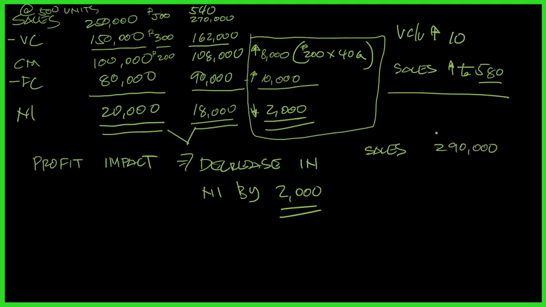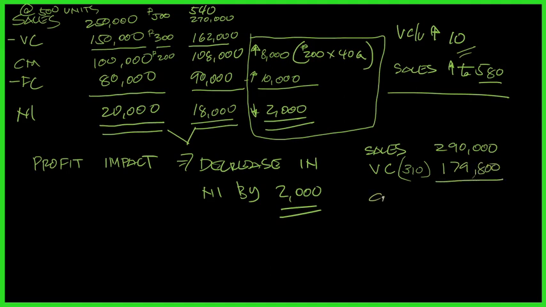Paano nakuha yun? That's 580 units times 500 pesos selling price per unit. And then look at this. Your variable cost now will be 580 units times 310 per unit. Okay, so bakit ganun? Because initially it's 300, it was increased by 10 pesos, so you now have 310. That will now be 179,800.